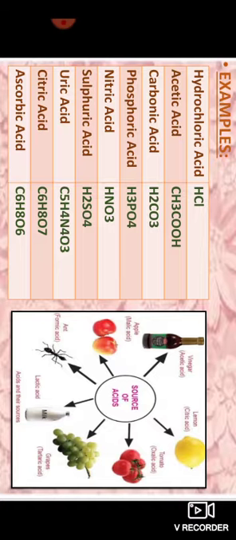Dear students, most of the time your viva questions and your MCQs in different types of tests may ask about the sources of these acids.